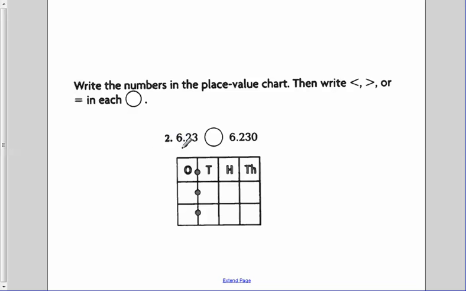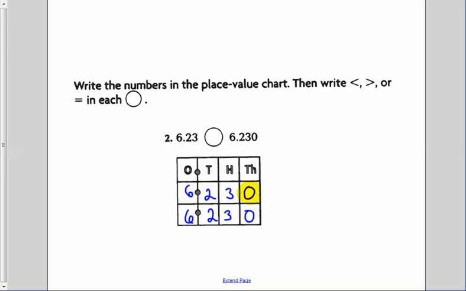So let's look at the next one. We have to put our numbers in our place value chart. So I've got 6 and 23 hundredths, and then I have 6 and 230 thousandths. Well, I've got a problem right here because there's an empty spot in my thousandths place for the top number. Well, when I have that happen, all you do is you put a zero in that to be a placeholder, because when you add a zero to the right of a decimal point at the end of a number, it doesn't change the value of it.